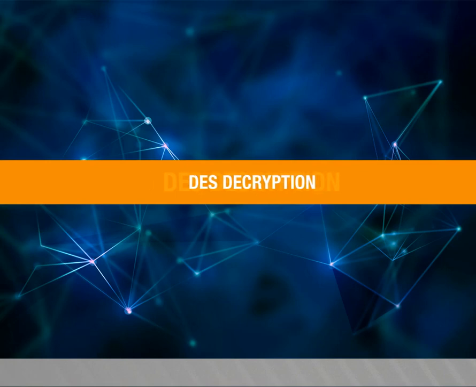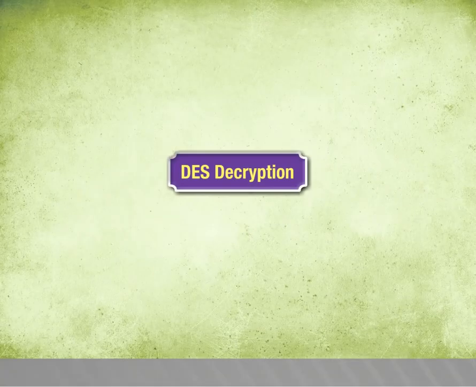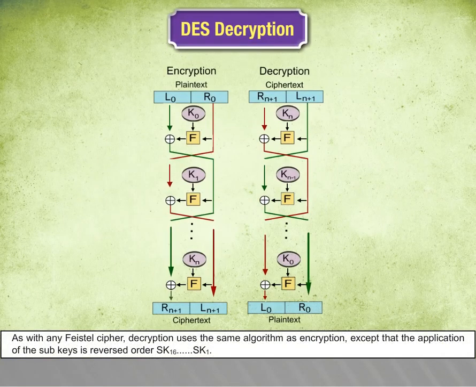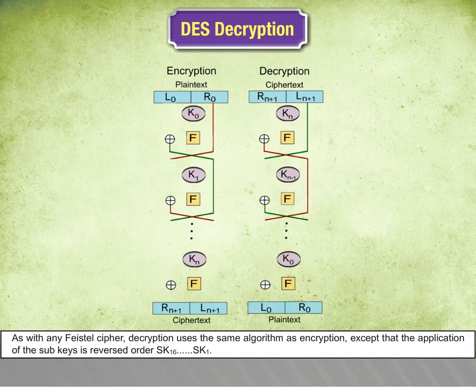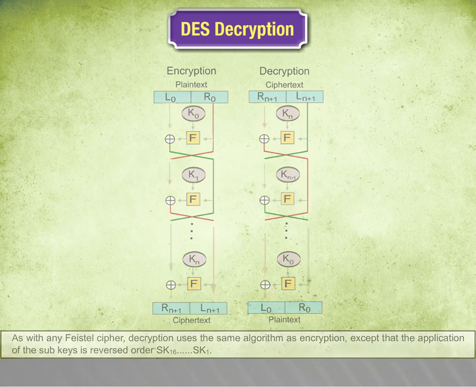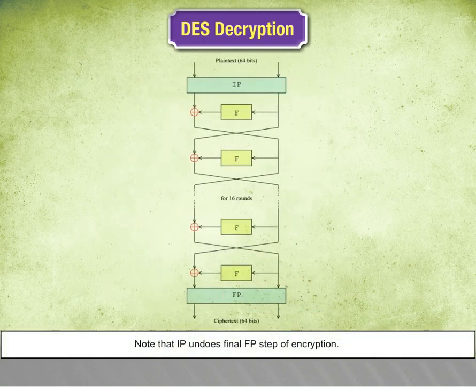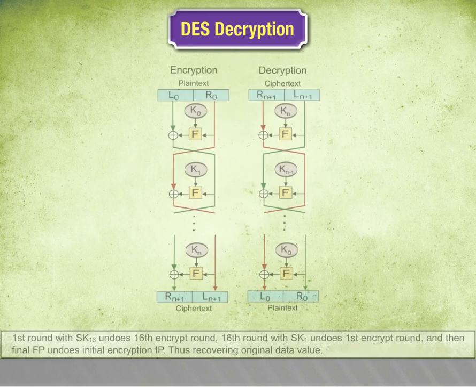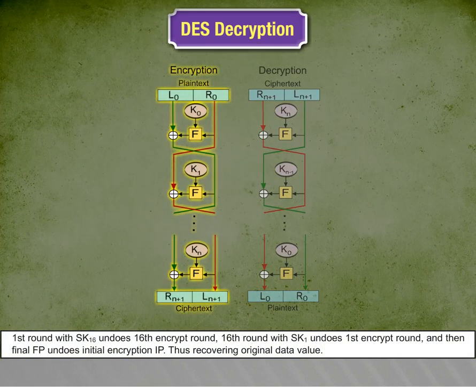DES decryption. In this video, we are going to see about DES decryption. As with any Feistel cipher, decryption uses the same algorithm as encryption, except that the application of the subkeys is reversed, SK16 and so on up to SK1. Note that IP undoes the final FP step of encryption. The first round with SK16 undoes the 16th encrypt round, the 16th round with SK1 undoes the first encrypt round, and then finally FP undoes the initial encryption IP, thus recovering the original data value.